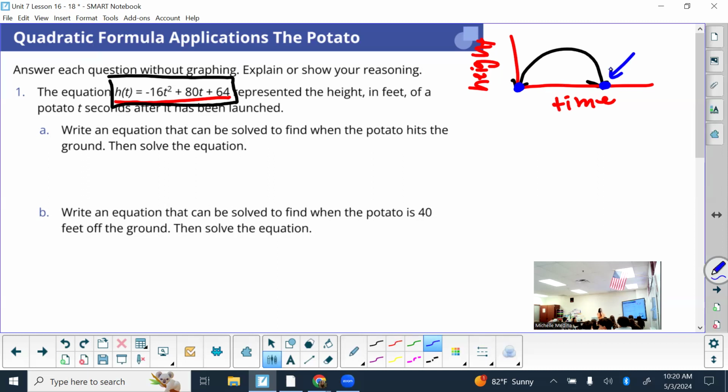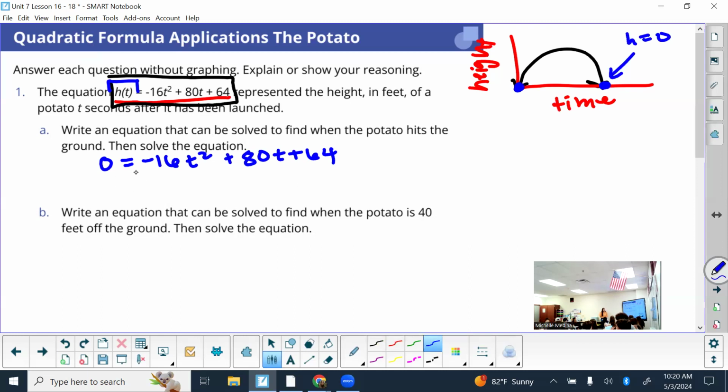And what is the height at the ground level? So I'm going to plug in 0 for the height. We're solving for the time, so don't plug it in for the time. Plug it in for the height, which is that whole part right there. So 0 equals negative 16t squared plus 80t plus 64. That's step 1, knowing how to set it up. If I'm solving for when it hits the ground, my height needs to be 0.